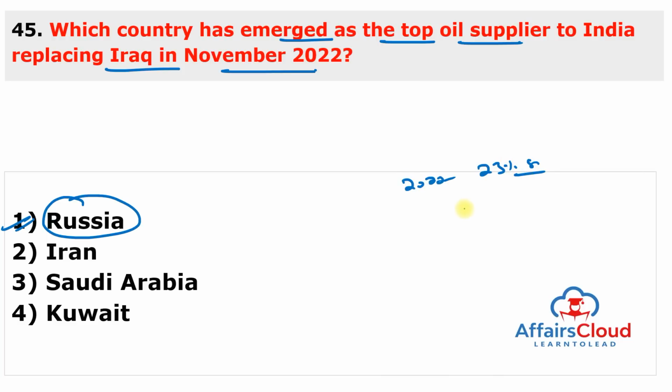India's oil import from Russia rose for the 5th straight month, totaling almost 9 lakh barrels per day in November, up 4% from October 2022. So remember, the top-most oil supplier to India is now Russia, not Iraq.